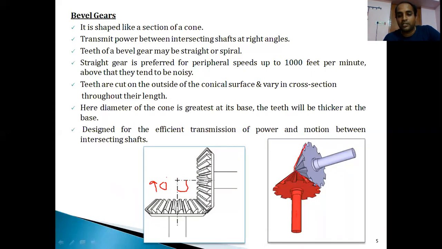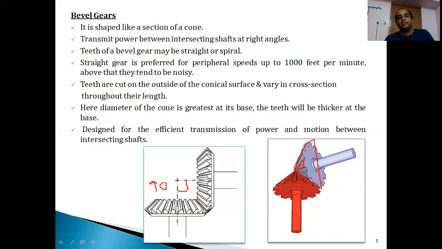From the tip end to the base of the gear, it is like a conical shaped structure. So it is shaped like a section of a cone, and this is used for transmitting power between two shafts which are at right angles to one another. Here also we have straight teeth, or there can even be helix teeth. But if you observe carefully, at one end the teeth are cut with greater thickness, and as it moves to the other end, the thickness goes on decreasing.